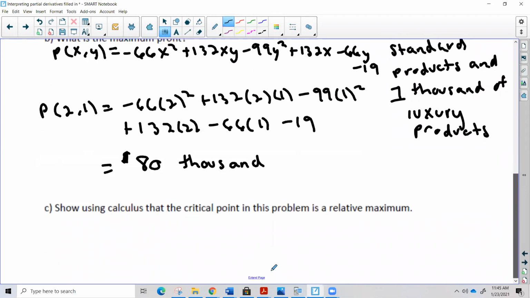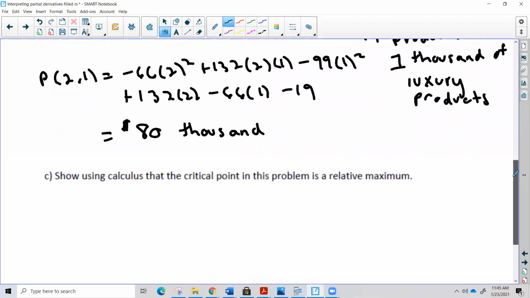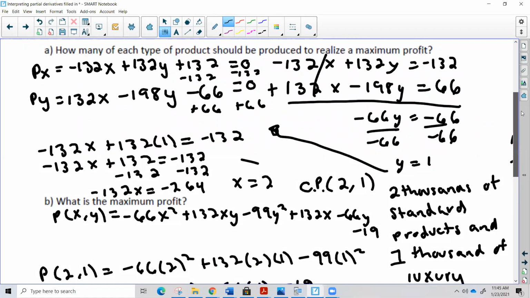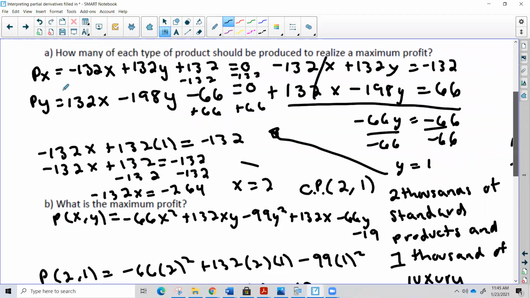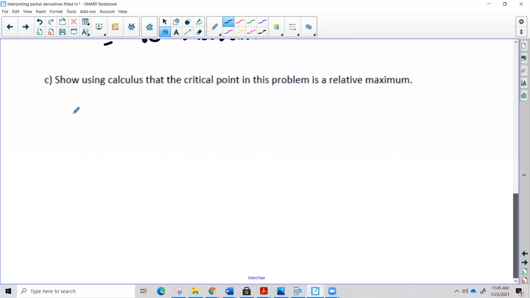Okay. And then C is making sure we actually found a max. So we should always verify this. A lot of these questions will ask you it later on. So it says show using calculus that the critical point in the problem is a max. So I need to come back because I need my partials, and I have to take the partial xx, the partial yy, and the partial xy. So let's write all our first derivatives down here so we don't have to keep scrolling.